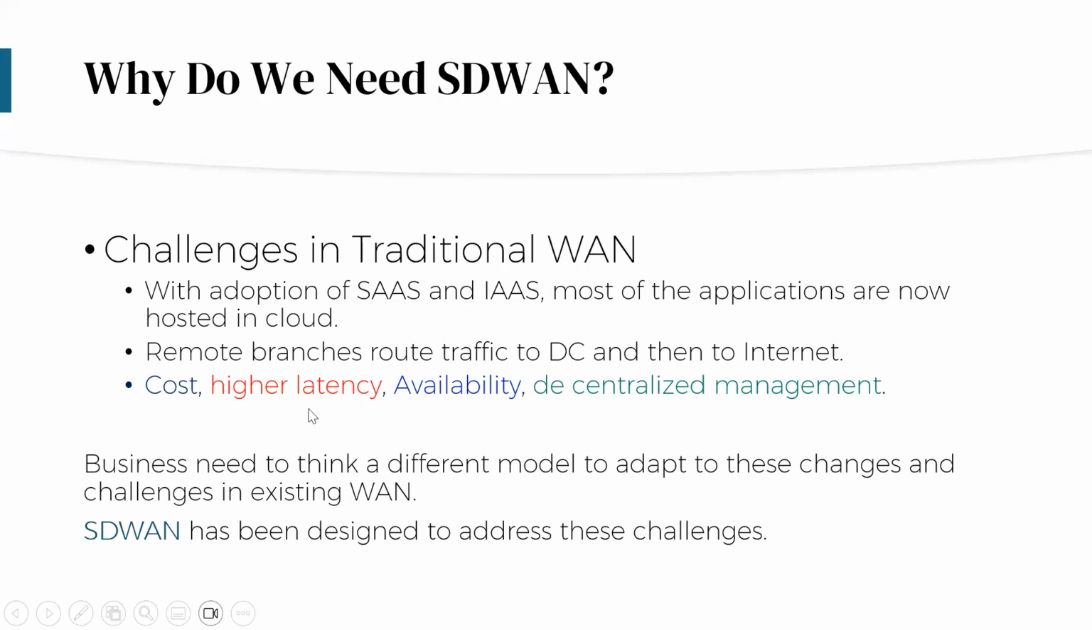Okay, so businesses need to think about a different model that adapts to these changes and the challenges in the existing WAN. The changes mean that most organizations are adopting software as a service, SaaS, applications, right? So we need a particular design or a new technology that can address these challenges. So SD-WAN has been introduced. Now you need to understand that this is SD-WAN.